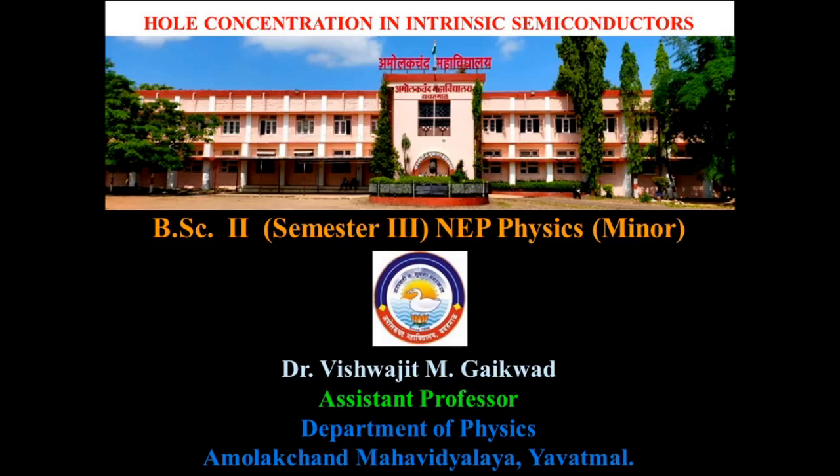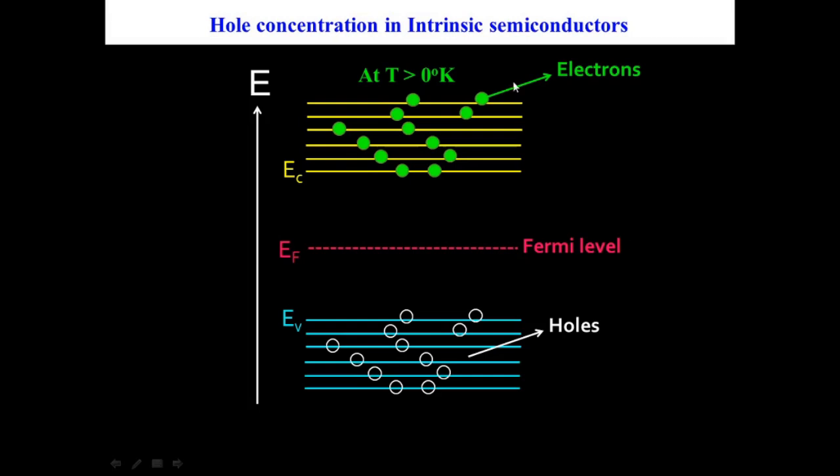Hello students, today we will find out hole concentration in intrinsic semiconductors. So in intrinsic semiconductors, when temperature is greater than 0 degree Kelvin, the electrons move from valence band to the conduction band by leaving holes in the valence band. So we will find out the hole concentration in the valence band of intrinsic semiconductors.